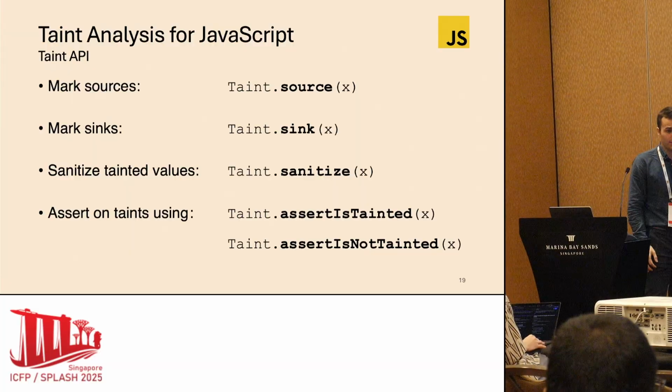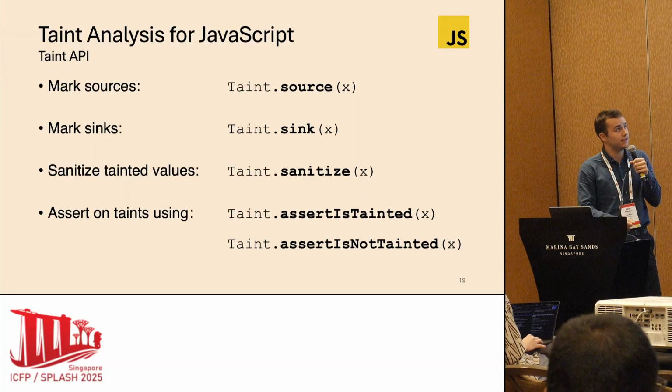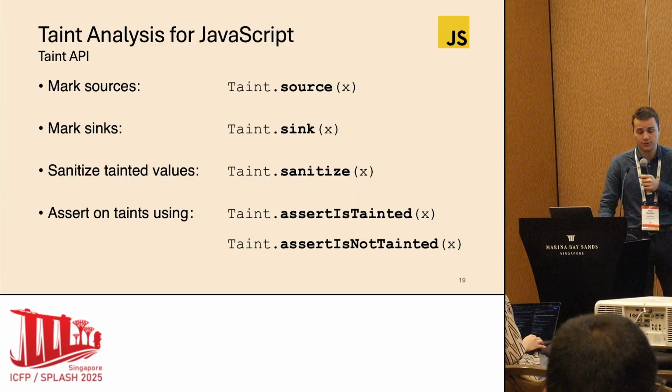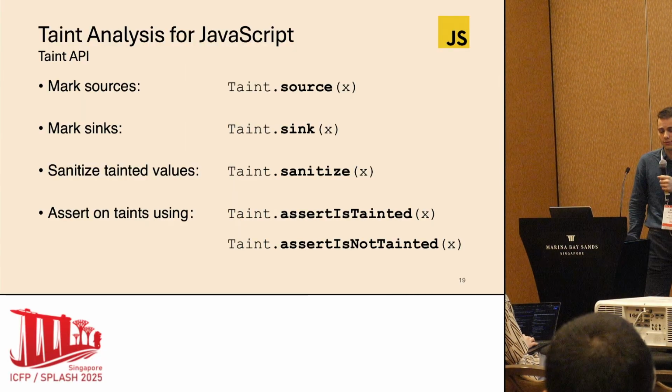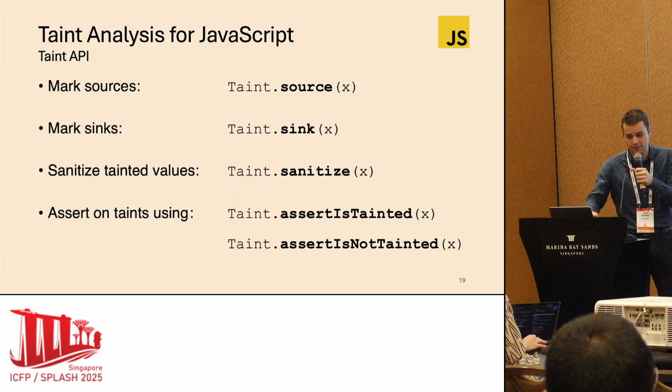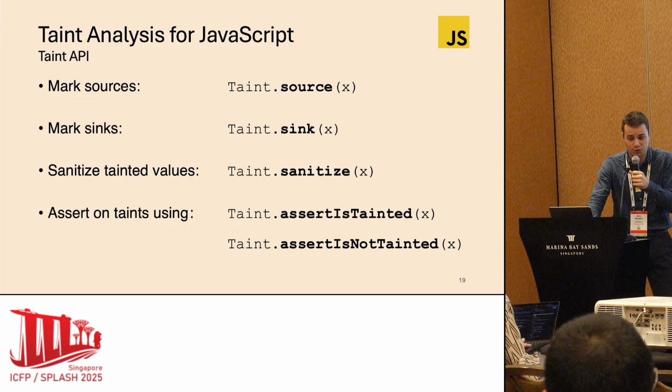In terms of our API, you can mark sources using taint.source, and sinks using taint.sink. You can sanitize values using a sanitize function, which removes the taint from a tainted value, in the sense that you can consider a tainted value to now be untainted. And we can also assert on taints using assert is tainted or assert is not tainted.